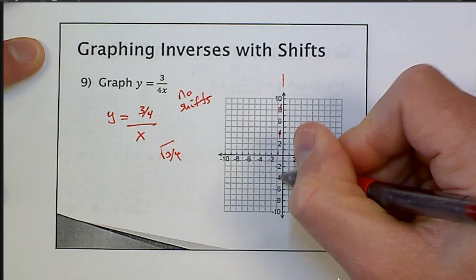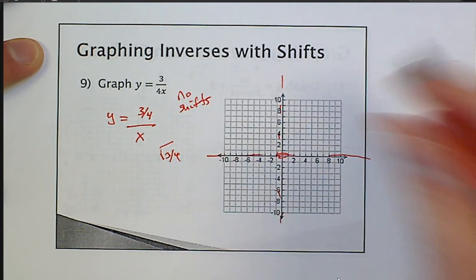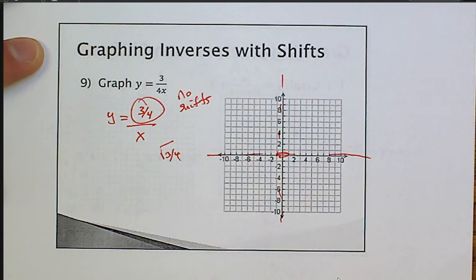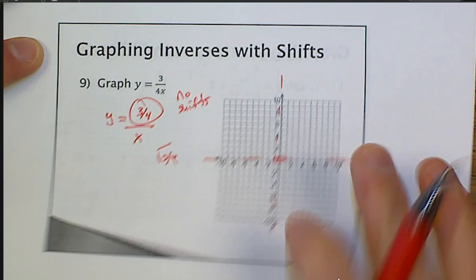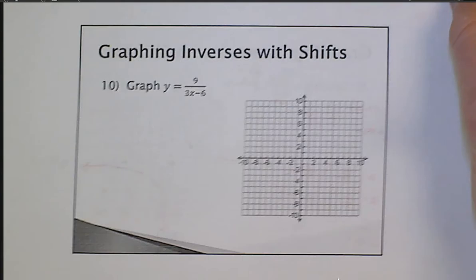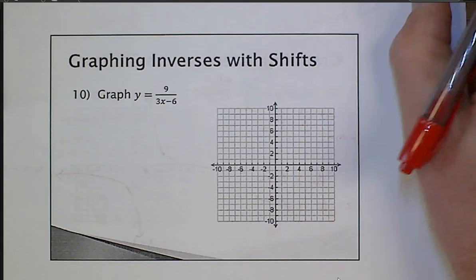Asymptotes would stay right on the origin, and you're moving k values positive, so we should be here and here. You know what to do. All right, the last two can get a little crazy. So what do you notice about number 10?